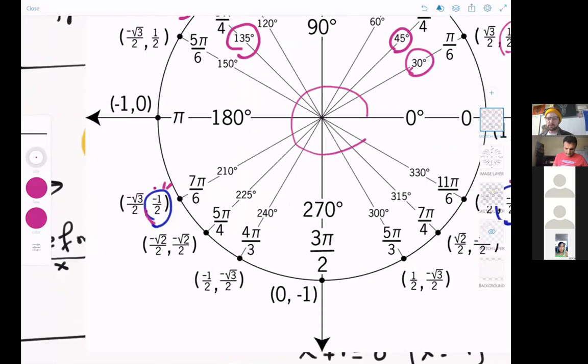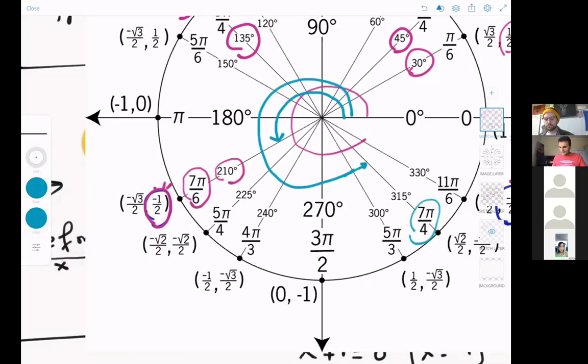This is -1/2, correct? Referring to 7 pi over 6, or 210 degrees. That means from here all the way here is 210. Sine of 210 is -1/2. Also sine of 7 pi over 4, or 315, is -1/2. Okay, so we find it.